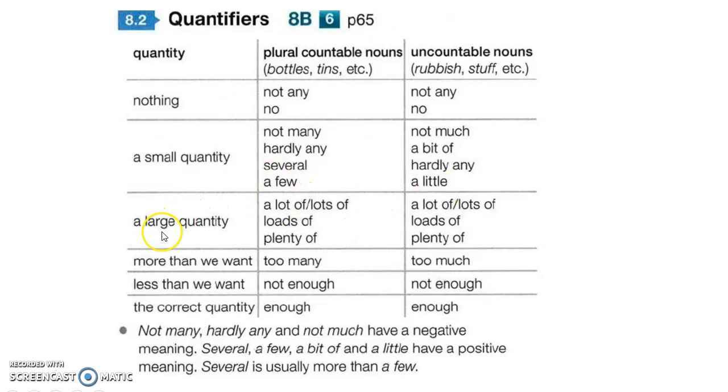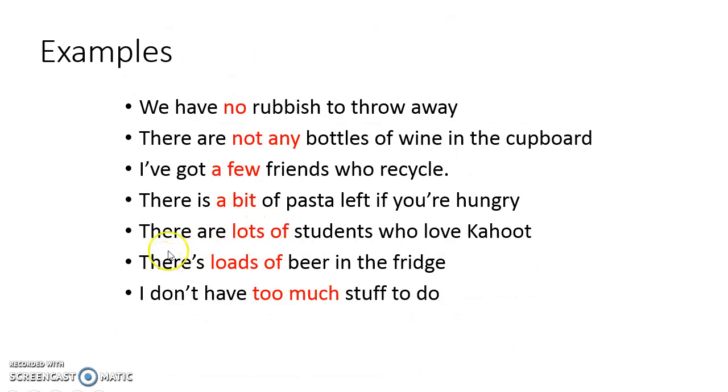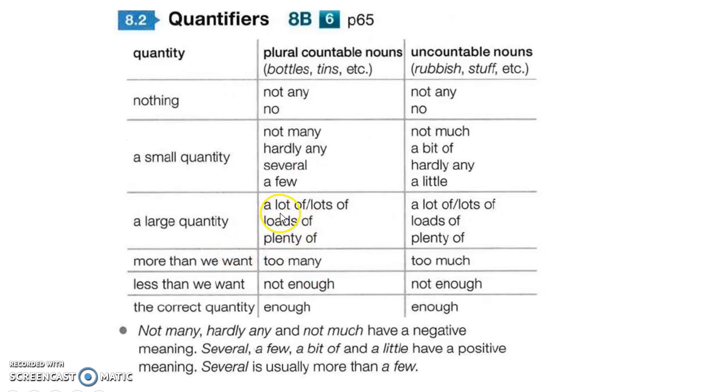Now, when we have a large quantity, we use a lot of, lots of, loads of, or plenty of, and we can use the same expressions for uncountable nouns. So let's see some examples here. There are lots of students who love Kahoot. That means that I have many students who actually love that game. And there's lots of beer in the fridge. Here I'm using an uncountable noun, which is beer, and I'm using the quantifier loads of. So as you observed, they are the same for a large quantity.